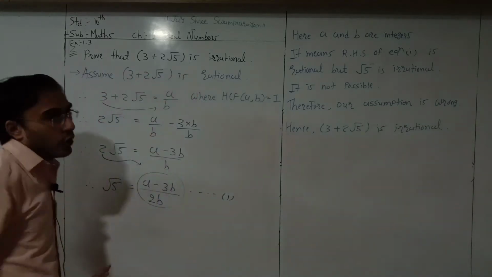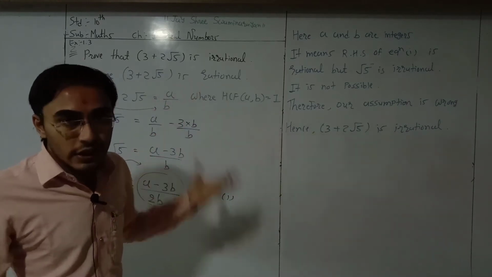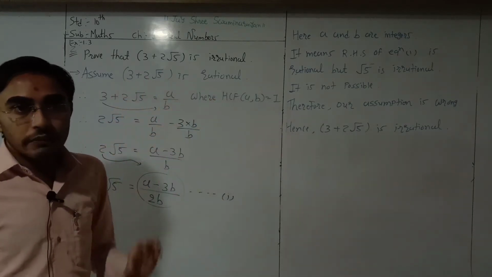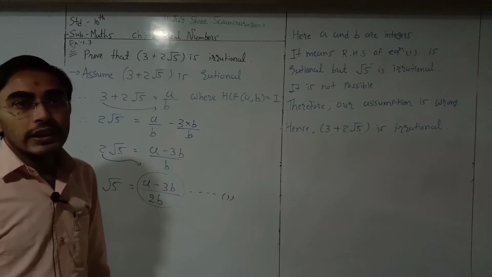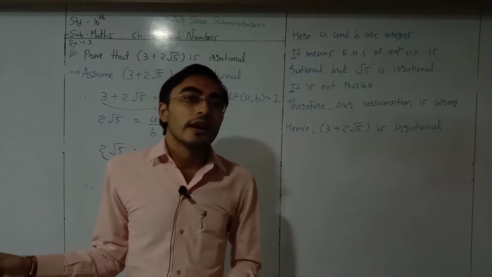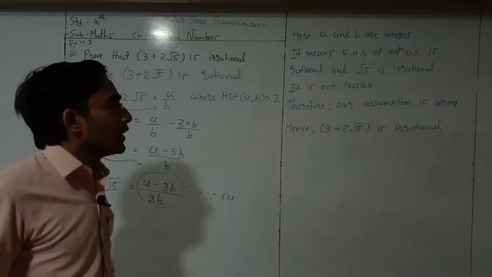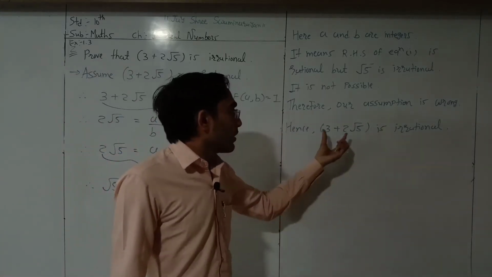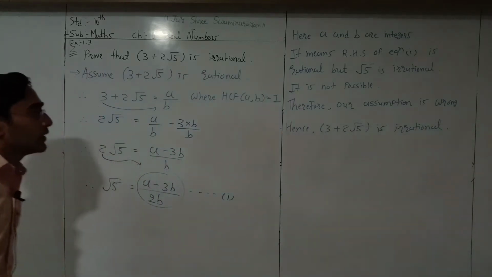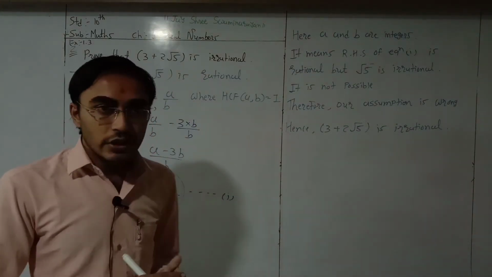Now if our assumption is wrong, it means that 3 plus 2 under root 5 is not a rational number, right? What is our assumption? 3 plus 2 under root 5 is rational. If it is wrong, it means that this is not a rational number. And we know that if a number is not rational, then it is called an irrational number. So 3 plus 2 under root 5 is irrational. Hence 3 plus 2 under root 5 is irrational. Okay, so in this way we can prove this by using the contradiction method.